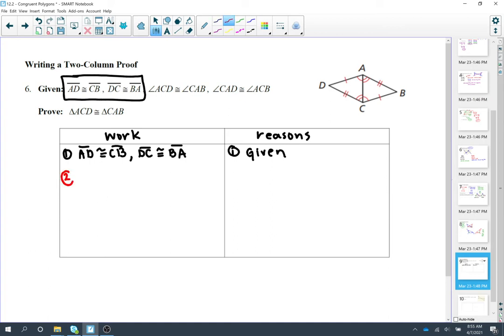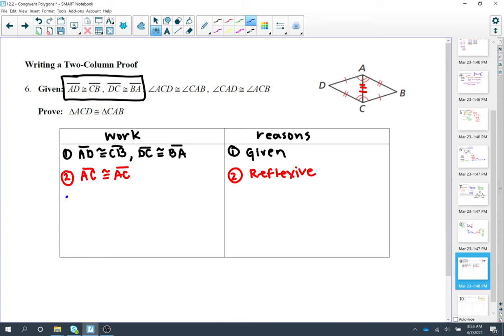Step 2, we need the third side. So if I'm looking at my diagram, I still haven't said anything about AC. Well, both triangles share AC. So we can say that AC is congruent to AC, and the reason, because it's the same thing, that was our reflexive property. So we're pretty much halfway done with our proof here, because we've already shown that all three sides are congruent, but now we have to show that all three angles are congruent.